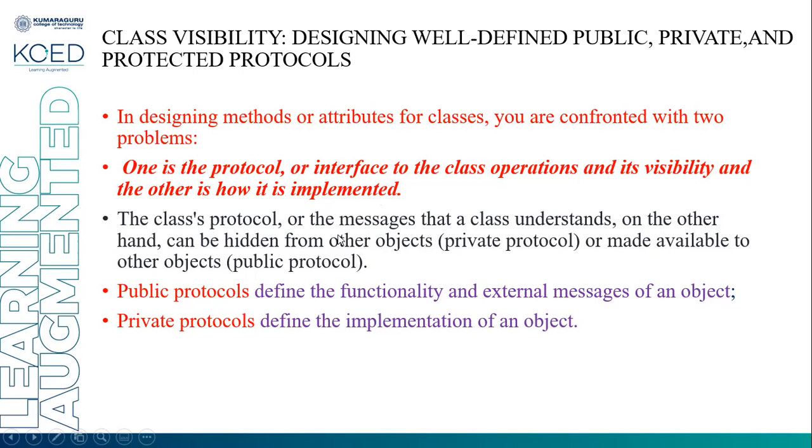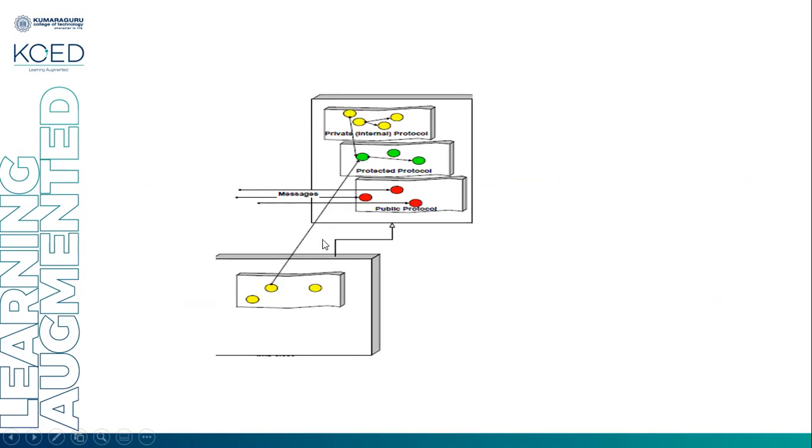Private protocol makes the attributes and methods hidden from other objects, while public protocol is made available to other objects. Hence, public protocol defines the functionality and external message of the object. Private protocol defines the implementation of the object. See here, the diagram is given.